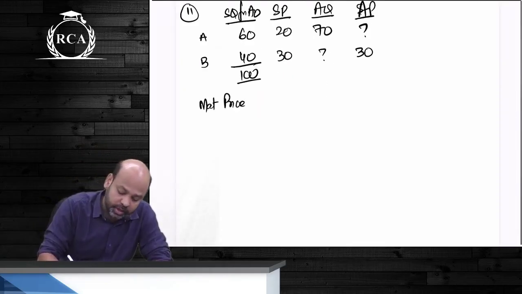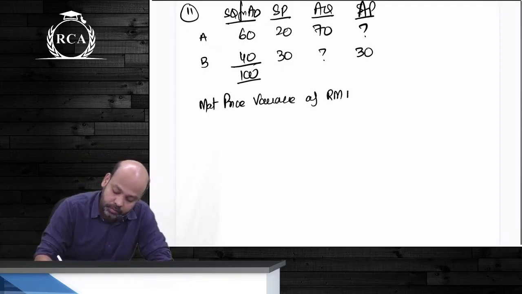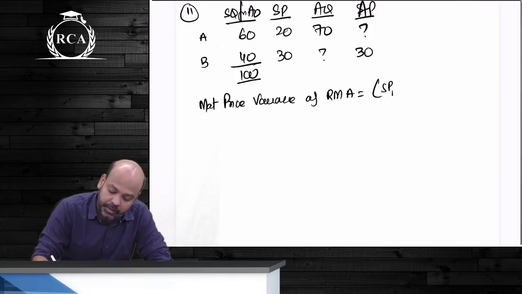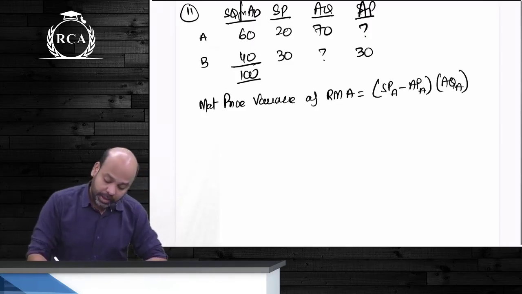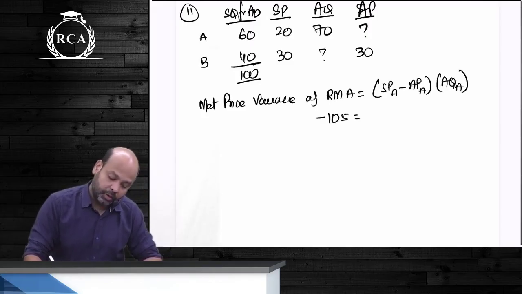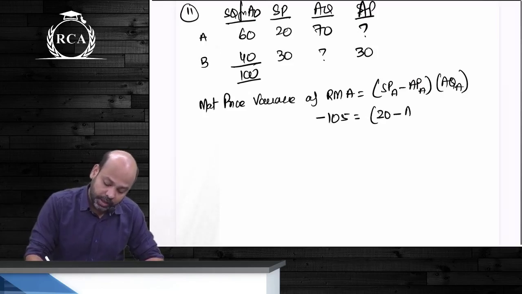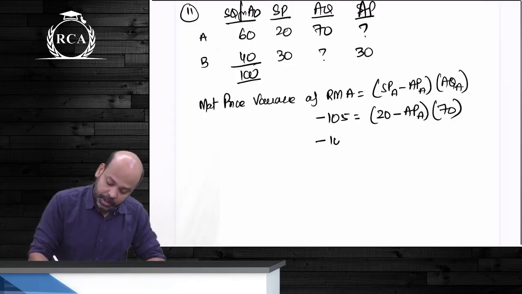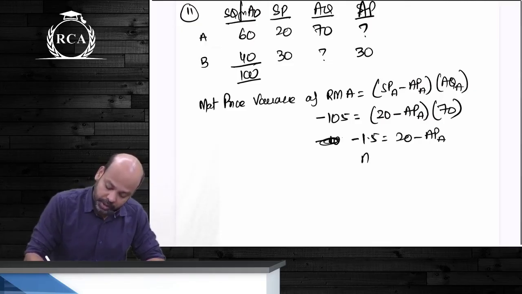Material price variance of raw material A. The formula would be standard price of A minus actual price of A into actual quantity of A. 105 adverse, meaning negative 105, is equal to 20 rupees minus actual price of raw material A into 70. Minus 1.5 is equal to 20 minus APA. How much will you get APA as? 21.5.